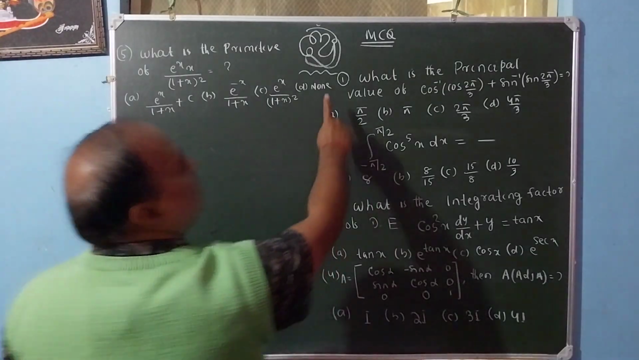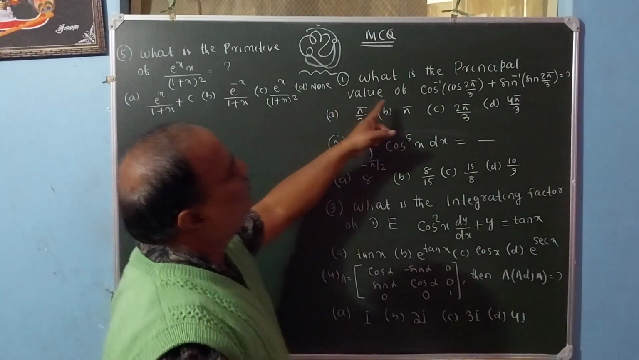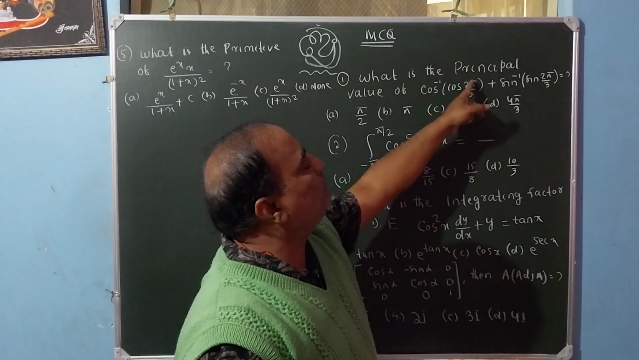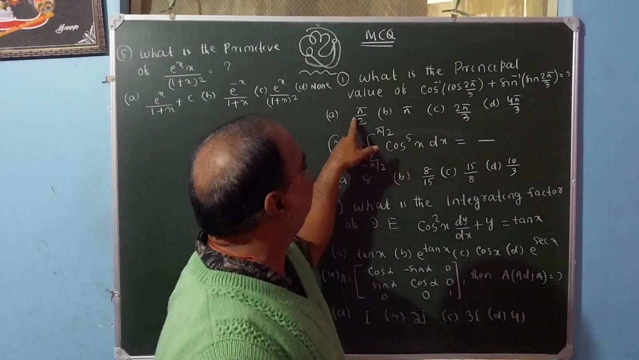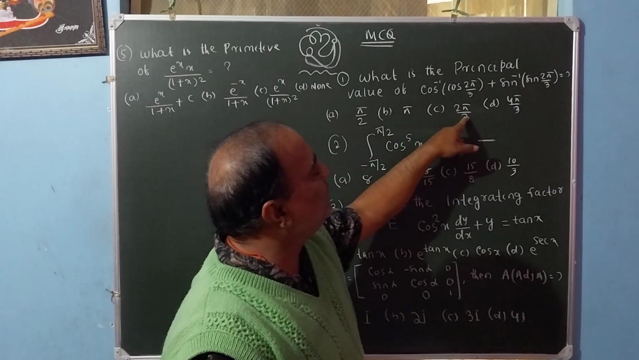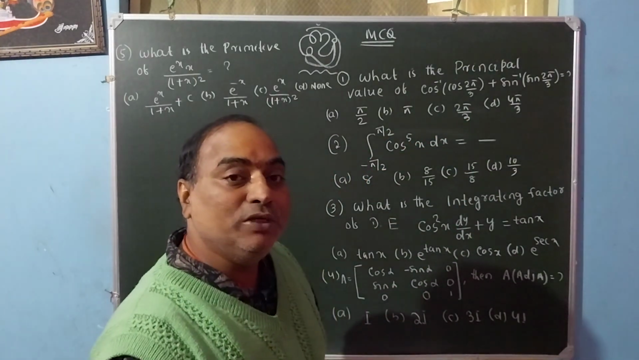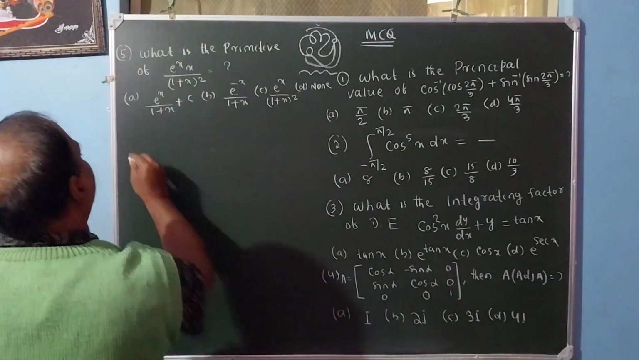So, what is the principal value of cos inverse cos 2 pi by 3 plus sin inverse sin 2 pi by 3? Answers: pi by 2, pi, 2 pi by 3 and 4 pi by 3. Which is correct? Write down the answer.